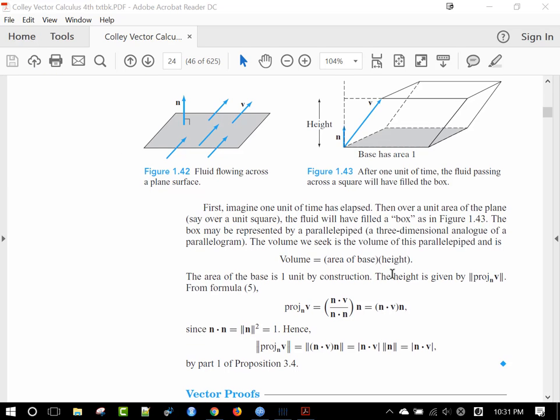Okay, I don't have that in front of me, but so we now have the height. So all we needed was the height times the area, the base area, which was 1. So it's just the height. So that is the volume.